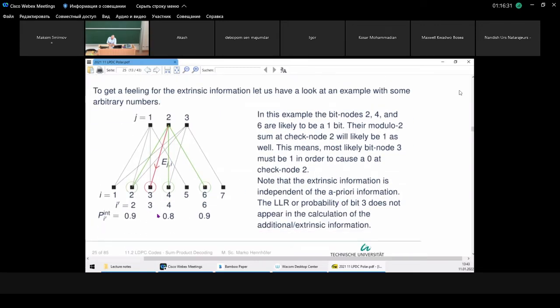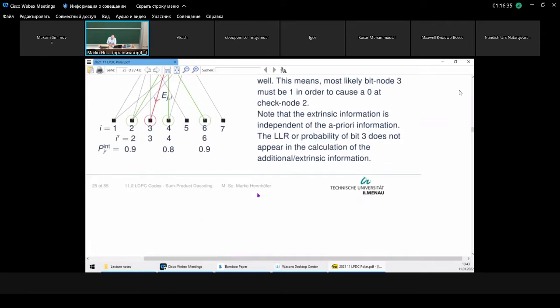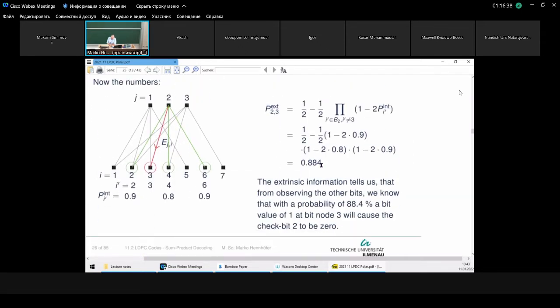Also, again, following the example with our numbers here, I already explained this in detail, here, how we calculated the probabilities. So from these 3 green guys, we can conclude with 88% probability that the third guy here must be a 1.